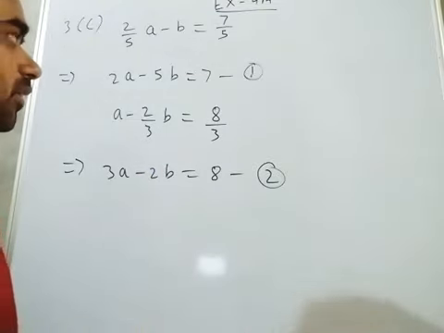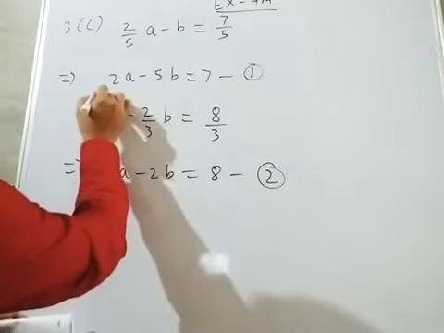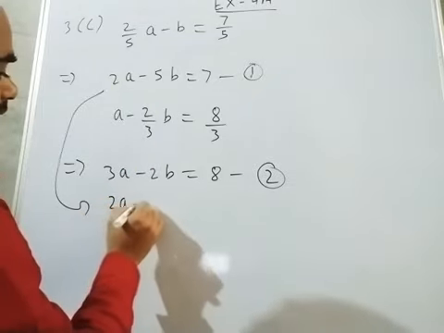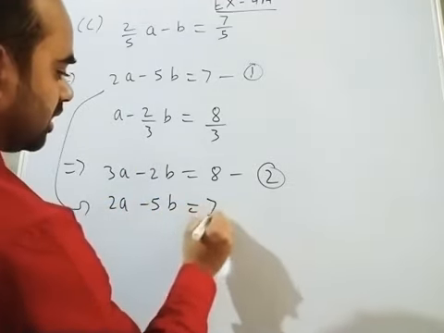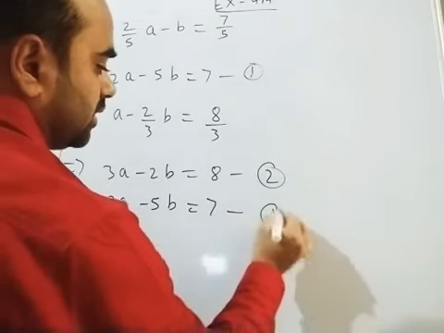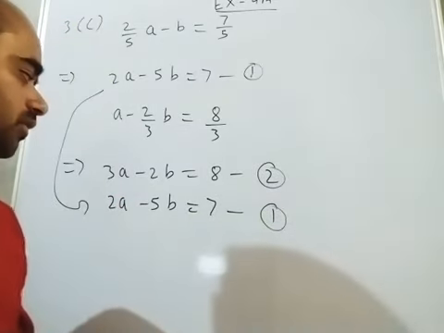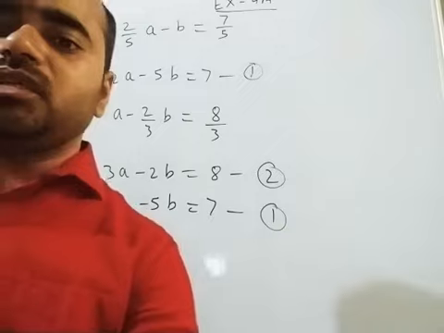Clear? Now write both the equations all together. It means 2a minus 5b is equal to 7, that is equation first, and 3a minus 2b is equal to 8, equation second. Now you can equate very easily.